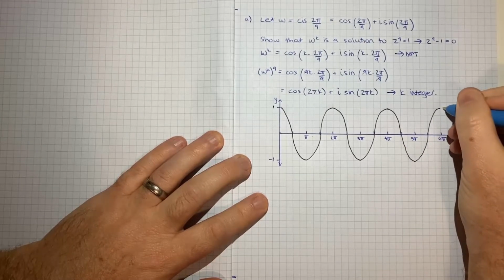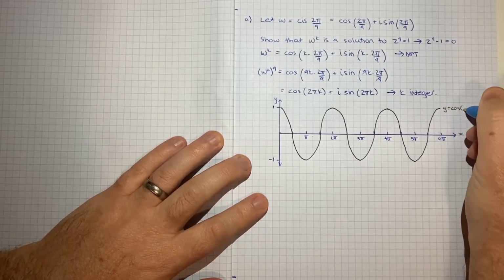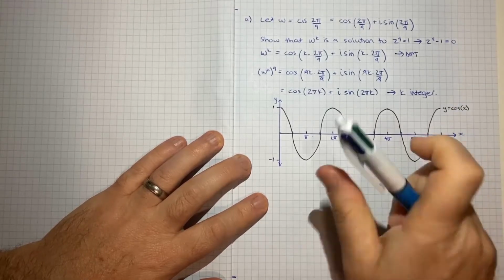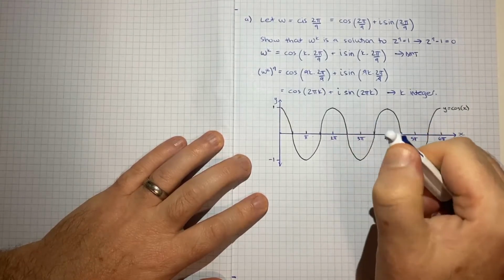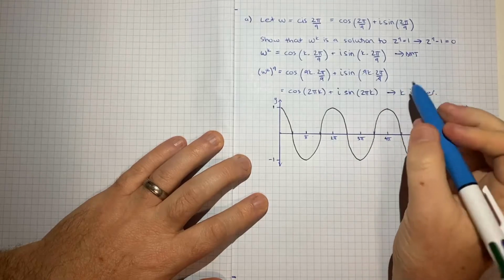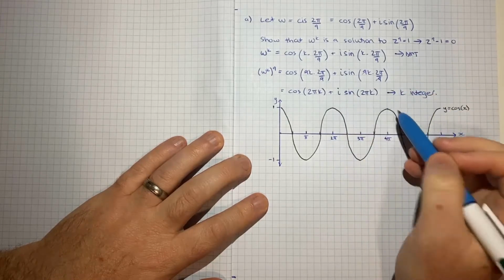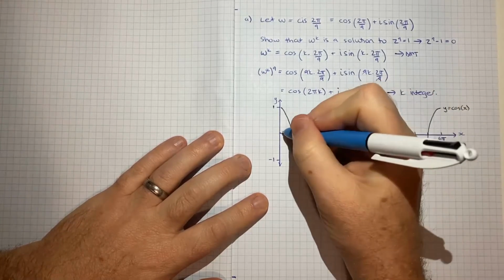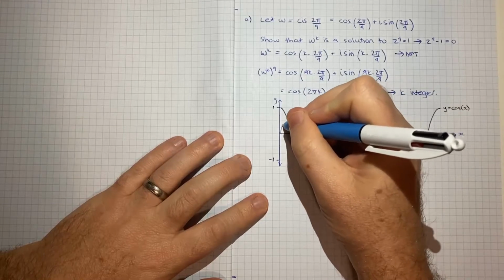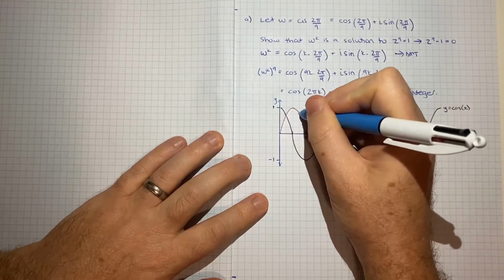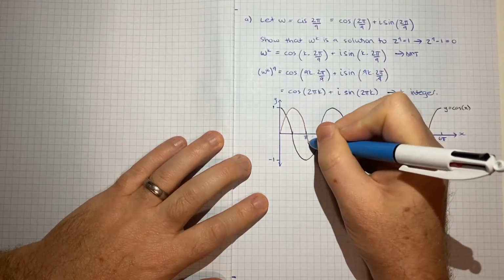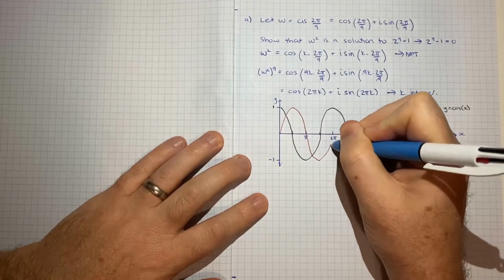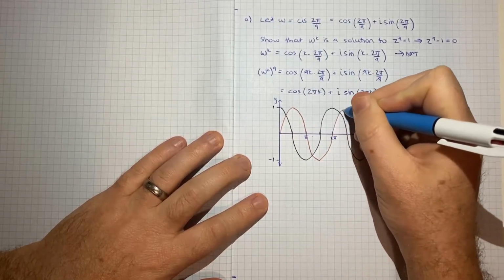So I'll just label that y is equal to cos of x. And then, maybe I'll use red, I'll draw sine. We'll draw the sine curve. And so that starts at 0 and will come up, and then down. And it follows essentially the same pattern, it's just shifted across.